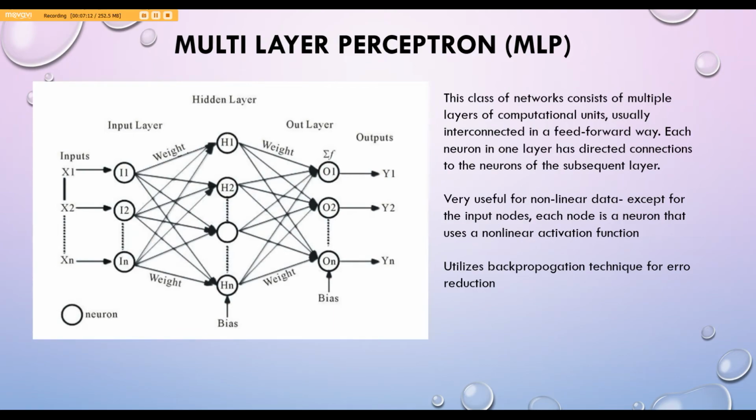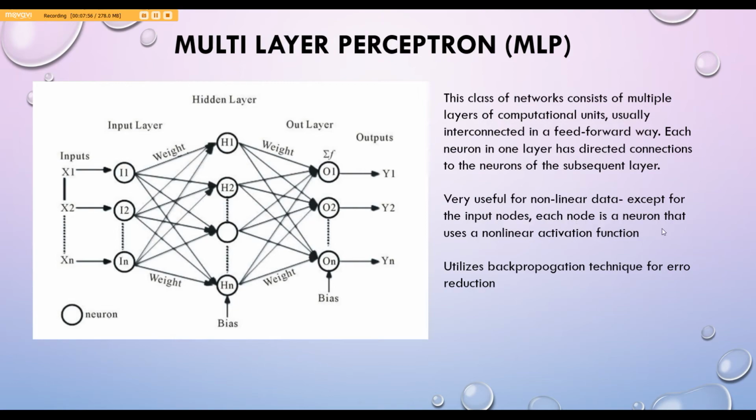Then we have something known as multi-layer perceptrons, and as you can see, this has an input layer, one hidden layer, and an output layer. This class of networks consists of multiple layers of computational units, interconnected in a feed-forward way. Each neuron in one layer has directed connections to the neurons of the subsequent layer. So again, each of these input neurons is connected to the different neurons in the hidden layer. How many neurons you should have in your hidden layer varies across different problems, and it's something that one can always test and experiment with.